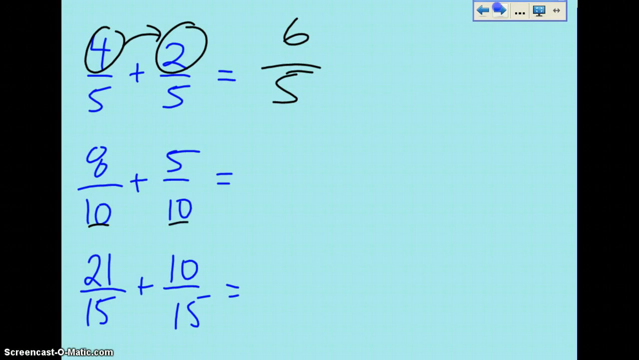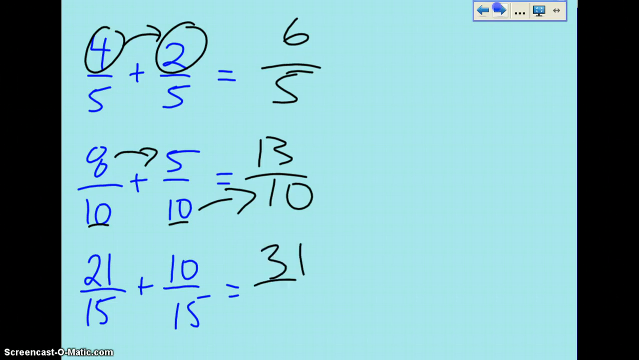Same with the 10s down here, 8 over 10 plus 5 over 10. I know that 8 plus 5 equals 13, and the denominator stays the same. That's the key. Denominator stays the same. 21 over 15 plus 10 over 15. I know that 21 plus 10 is 31, and the denominator stays the same.